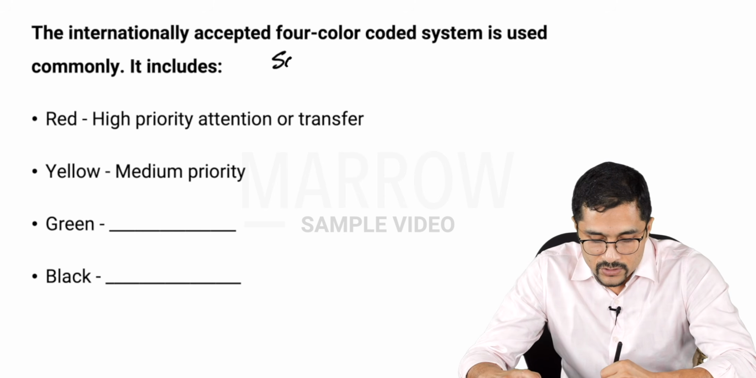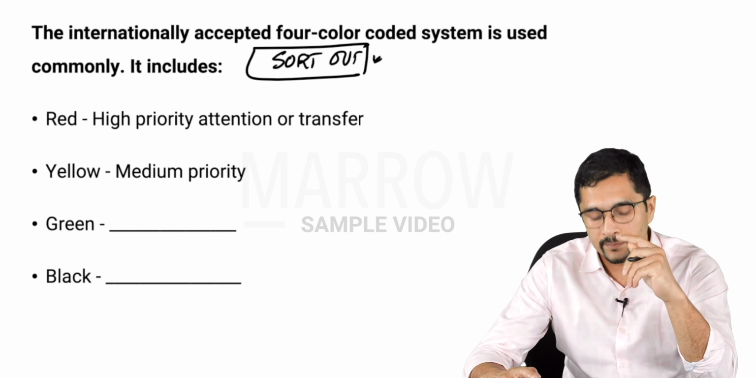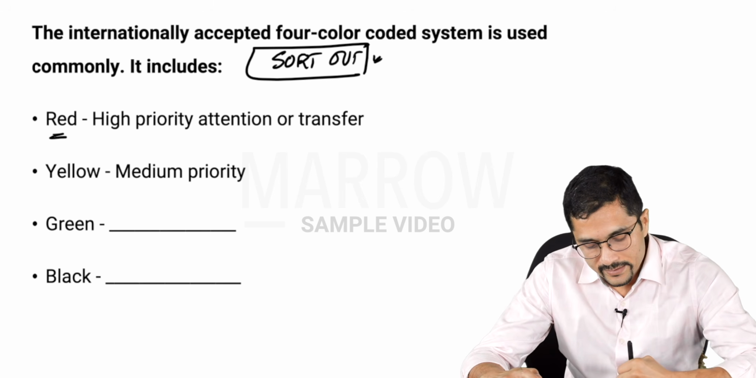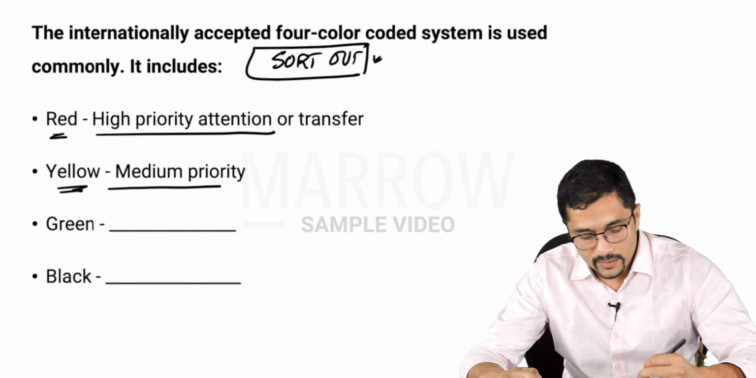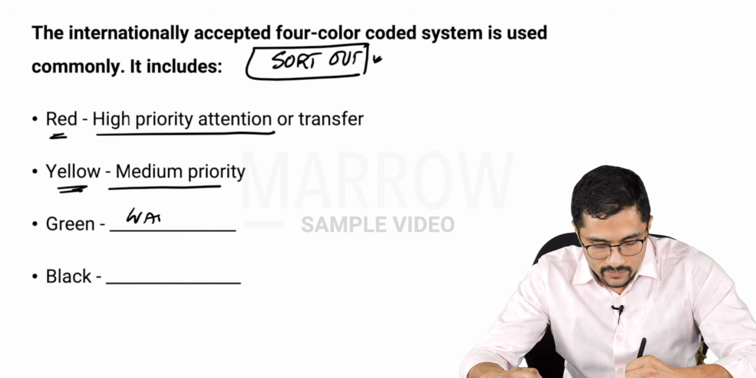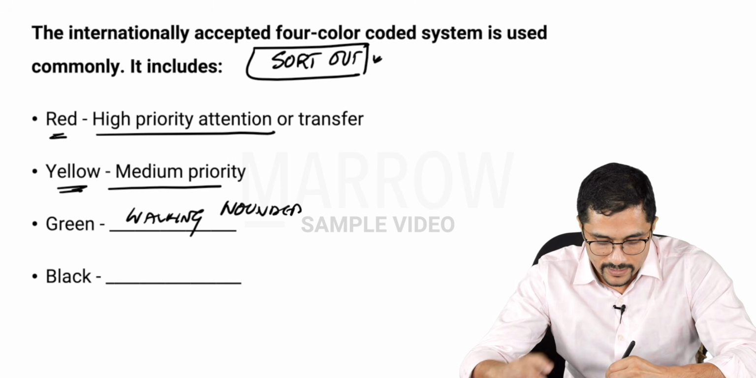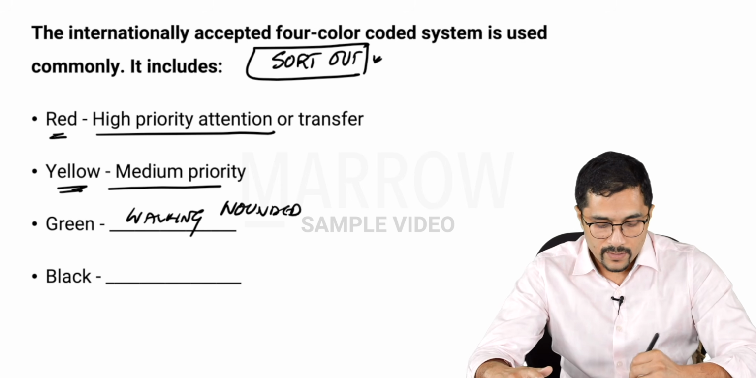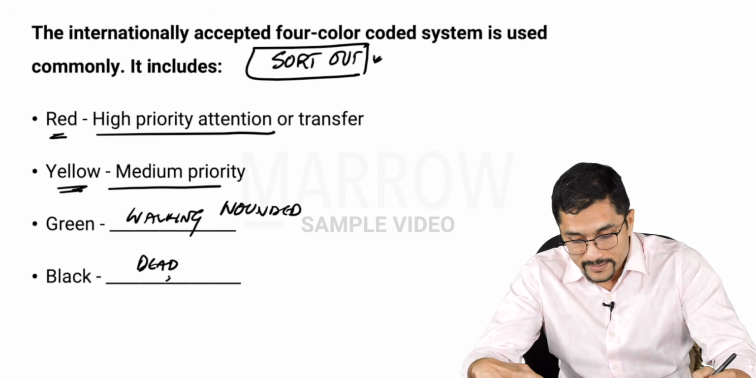Triage literally means to sort out. Triage means to sort out, and it is a color coding system where red is high priority, yellow is medium priority, green are walking wounded, where you just do the dressings and provide them care and send them home. Black are the dead bodies. So this you should know for the exam.